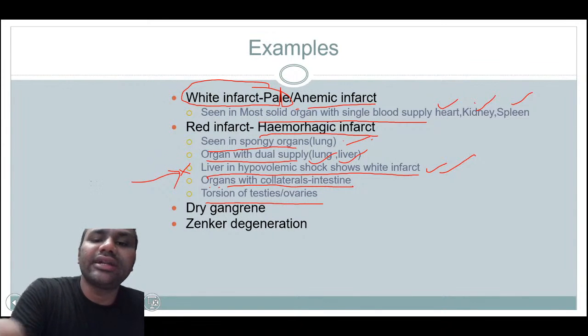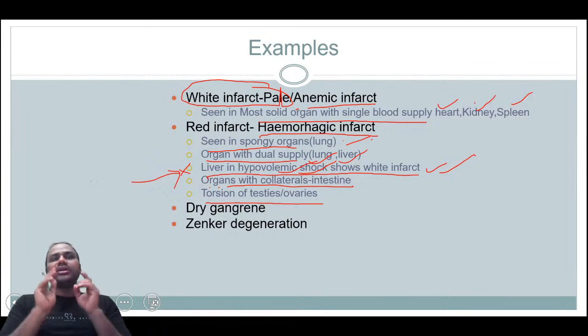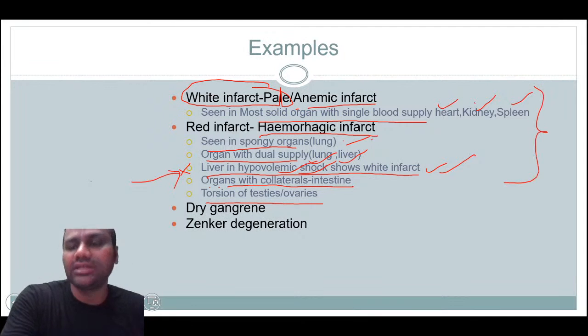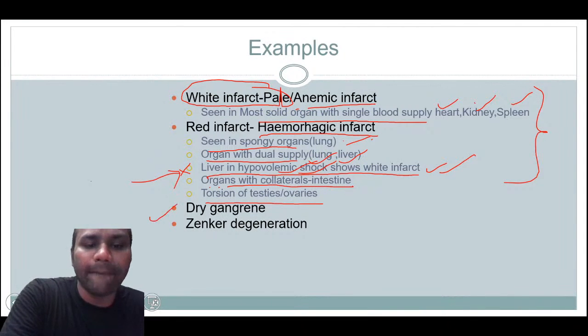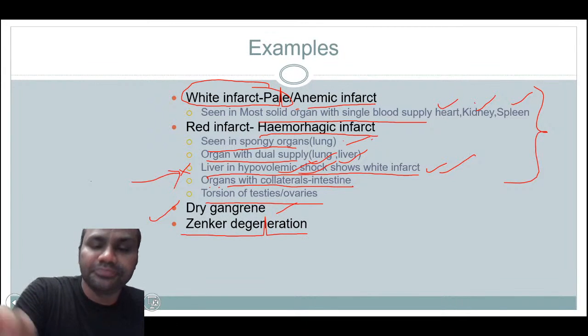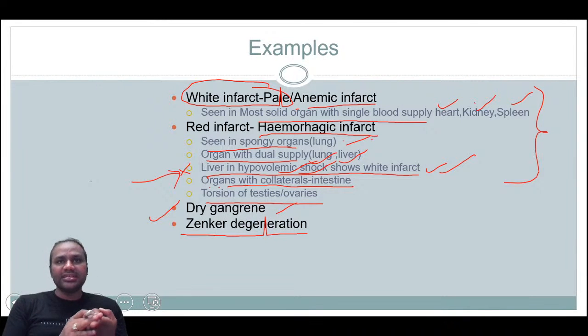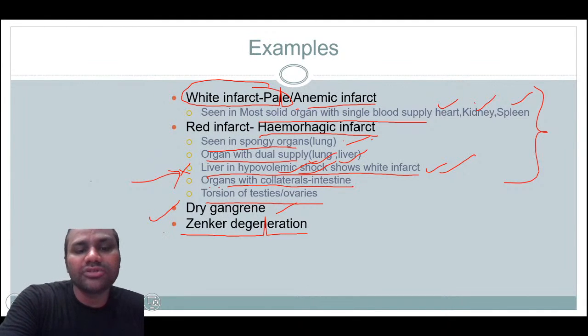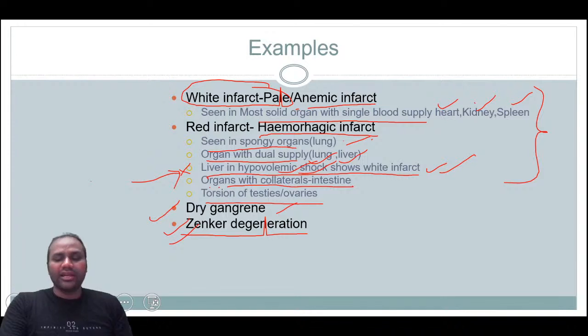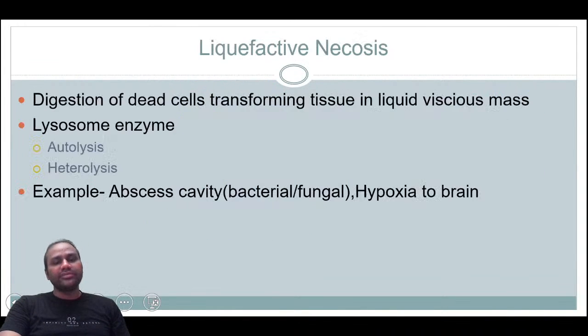But this is a high yield point: if in the question the organ is liver and hypovolemic shock is written, read it properly, then it will show white infarct. These are very easy questions which can be asked, a direct question. Another example of coagulative necrosis is dry gangrene and Zenker's degeneration. Remember, you can be asked about Zenker's degeneration. You can be given options Zenker's degeneration, dry gangrene, red gangrene, and brain infarct. The best option will be Zenker's degeneration. So this question can also be asked: which of the following shows coagulative necrosis.